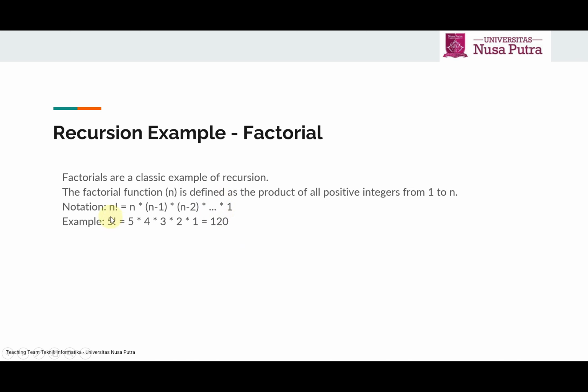For example, we have factorial 5. Factorial 5 is equal to 5 times 4 times 3 times 2 times 1. So we have 5 factorial, we just multiply all the numbers here, and the result is 120.